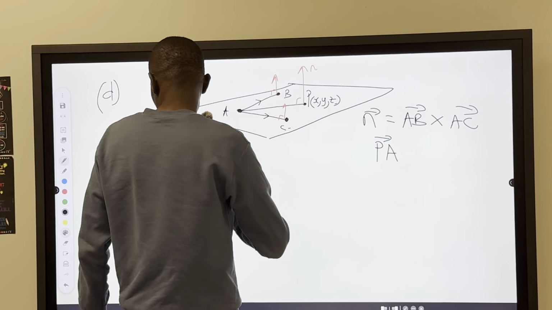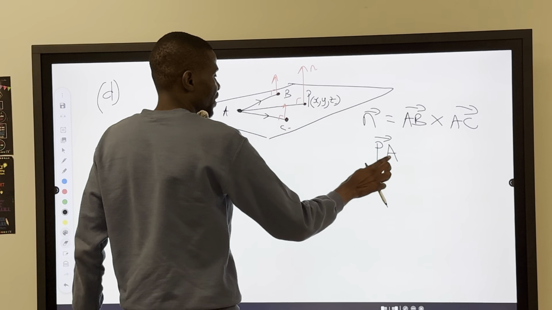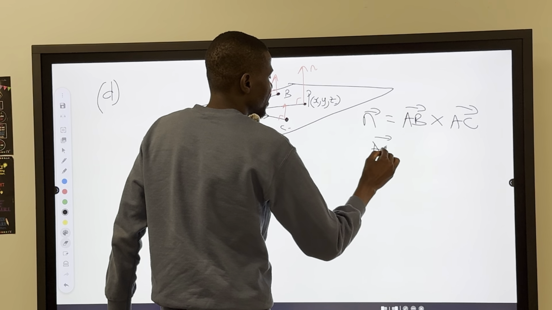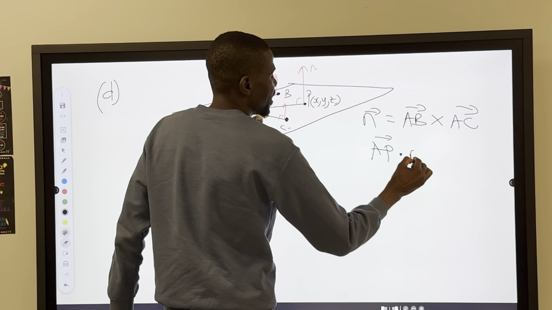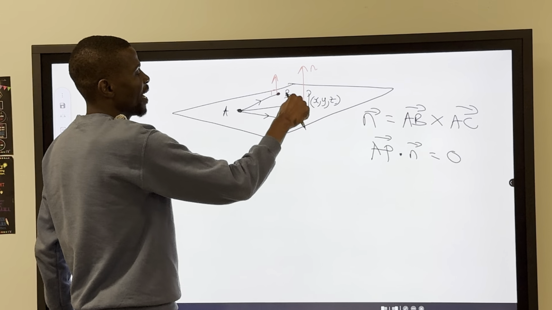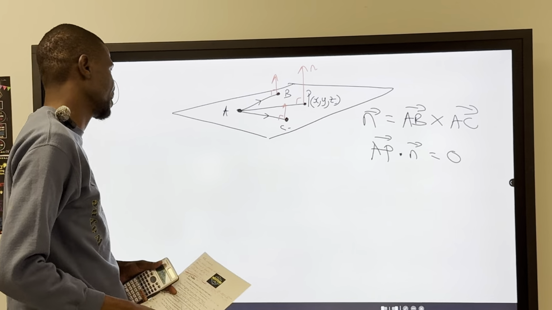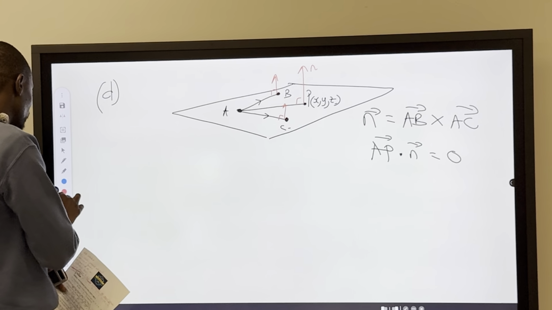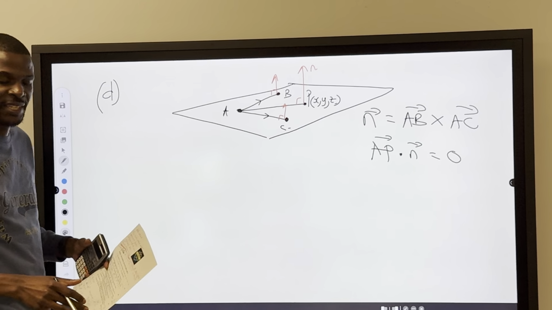Let me calculate AP so that we don't have negatives for that. If we calculate this AP multiplied by the normal, we should get 0, if we take that dot product, because they are perpendicular. So that's how we get the equation. There are several methods which you could use, but I prefer this one.